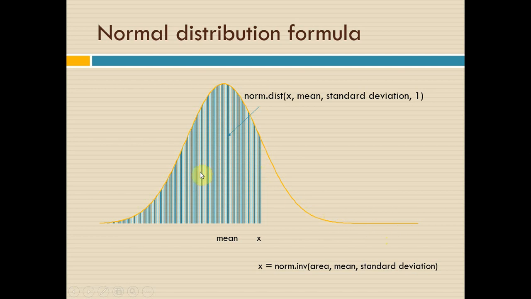If I want to find the blue area, the area to the left of this value, I use the NORM.DIST function in Excel, where I tell Excel what this number is, what the mean is, what the standard deviation is, and the last argument is 1. If I want to solve for this x, then I've got to tell it what the area under the blue is, the mean, and the standard deviation, and it will solve for x. So let's do some of this in Excel.